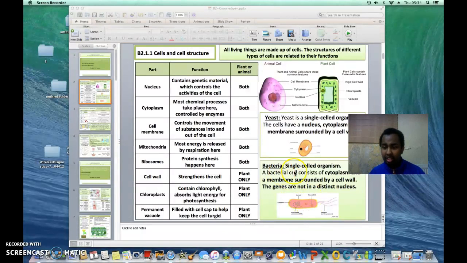So essentially, you just have to remember this in the exam, that it is a single-celled organism. It has cytoplasm, membrane surrounded by cell wall, genes that are not in the nucleus, that are just in the middle. They're not just in the middle, but for the sake of the exam, that's all you need to know.